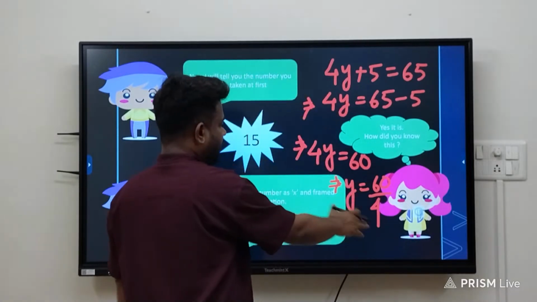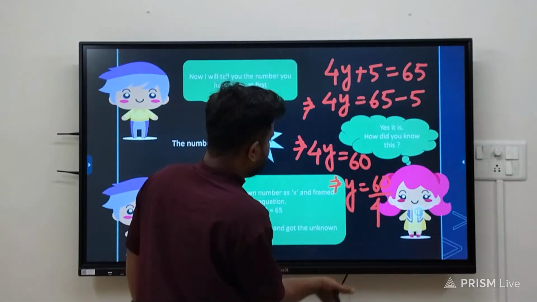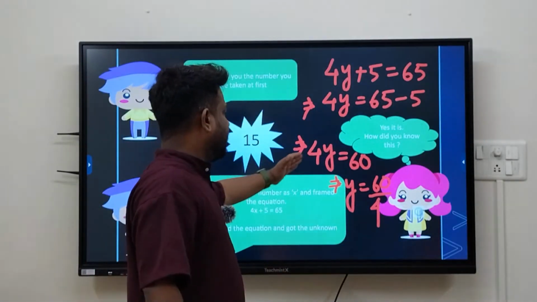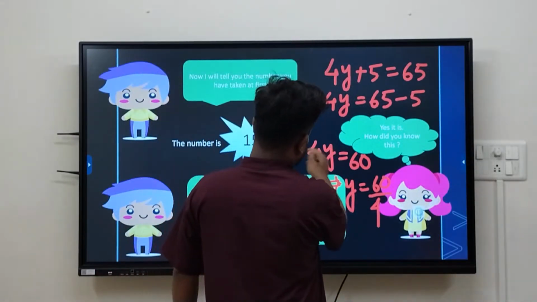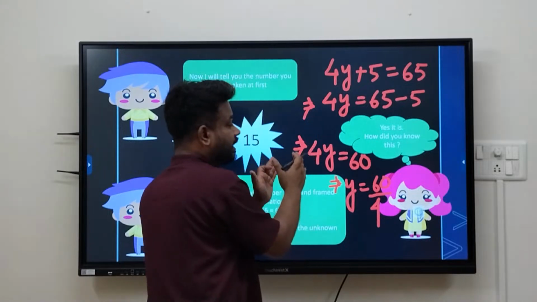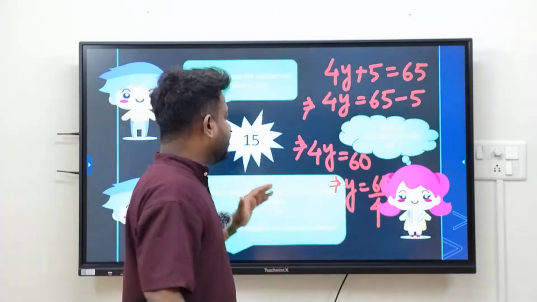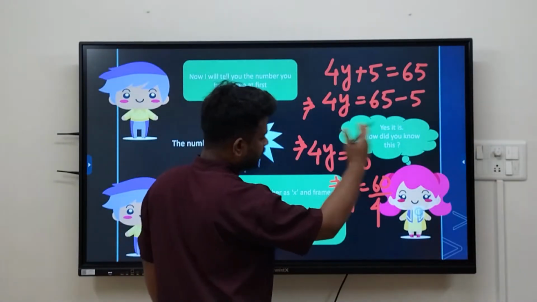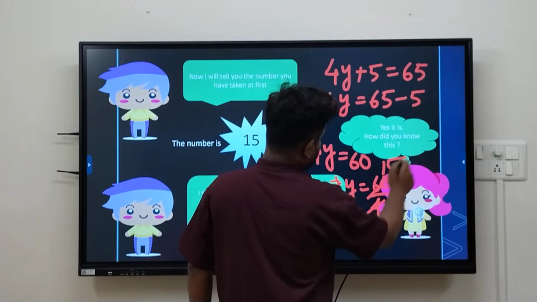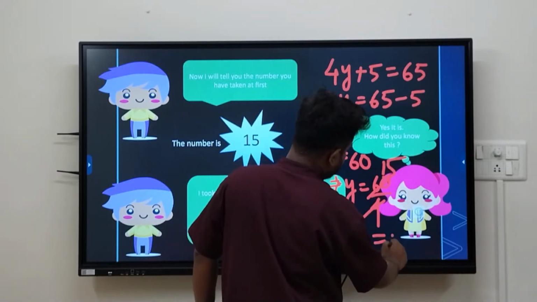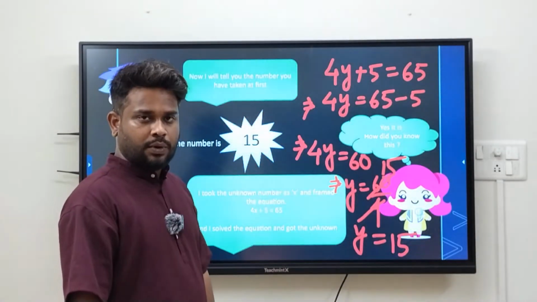Why did 4 come in the down position, the denominator position? To divide. Why did it become a division? Because 4 into y is a multiplicative operation, and a multiplicative operation becomes a division operation when it changes sides. So 4 15s are 60, and the number you were thinking of will be 15.